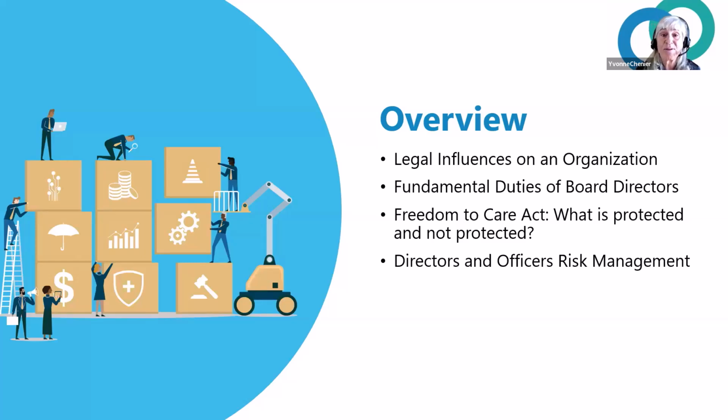That's generally my overview on that very important topic, but I am going to talk about other legal influences on an organization. I'm going to give you a little bit of a background on what does influence an organization internally and externally. And then I'm going to talk about, based on those influences, what are the fundamental duties of the board of directors of those organizations. And because I'm talking about Alberta today, I'm going to talk a little bit about how you can be protected from those liabilities based on a piece of legislation that we have in Alberta called the Freedom to Care Act. And of course, you need to manage your risk as an organization, whether or not you are liable or not. So the directors and officers risk management topic and sharing some key resources will be how we end the session before we take questions.